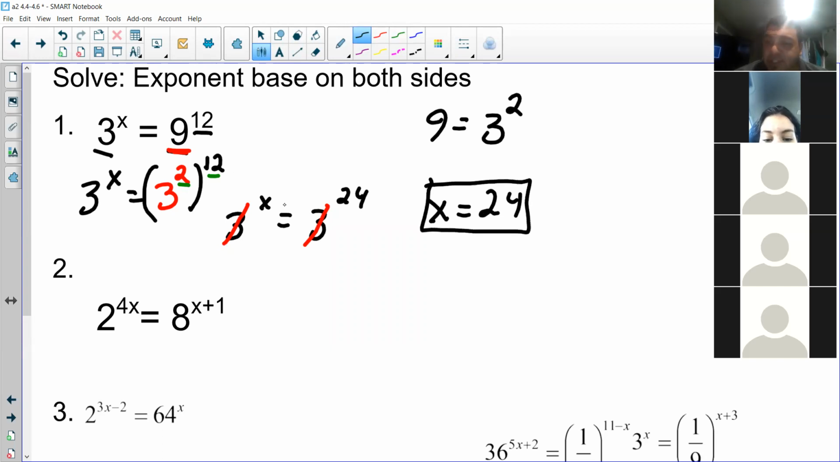So in this question, your goal is to change one of the bases to match the other. Very important though, you're usually going from big to small. You want to go from big to small.